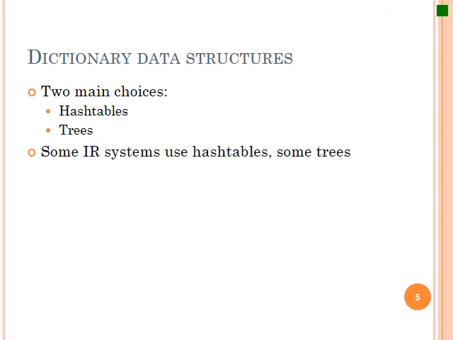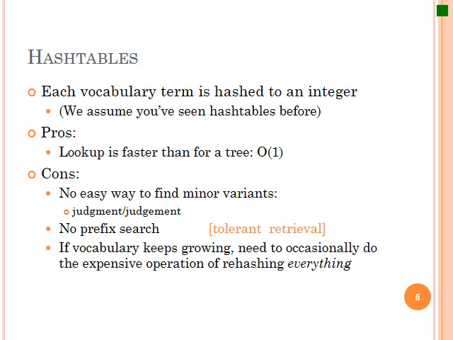So generally speaking, there are two choices which are familiar to you, right? One is you can use the hash table. The other is you can use trees, okay? So some IR systems use the former, some use the latter, right? There are some pros and cons associated with these two choices. So for hash table, as you know, the advantage is that it's very quick in the lookup, right? It's order constant, order one lookup, faster than the tree.